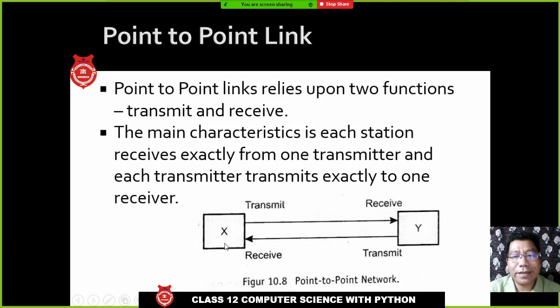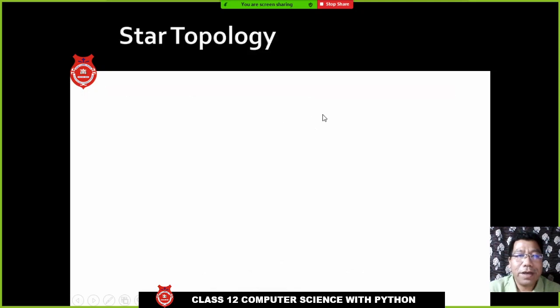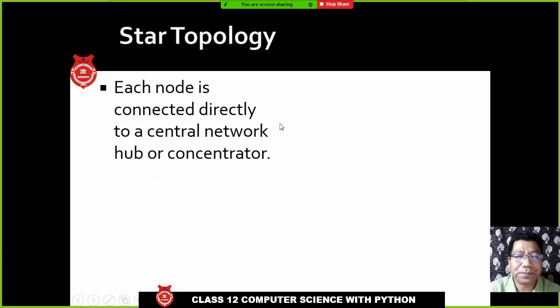As you can see, X is the transmitter that transmits and Y is the receiver, and on the other hand, Y can become the transmitter and X can become the receiver. The point here is there can be only one transmitter and only one receiver. Okay, this type of network is known as a point-to-point network. I hope you understand. Now let's go to the different topologies in detail. The first topology that we have to talk about is star topology.